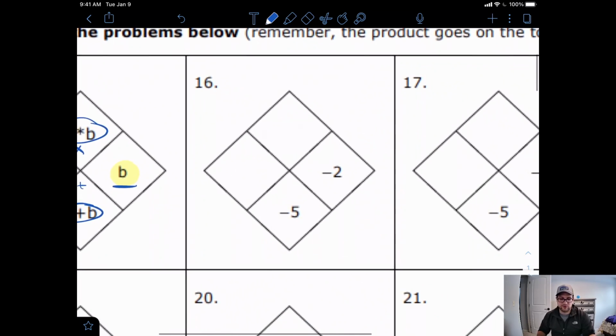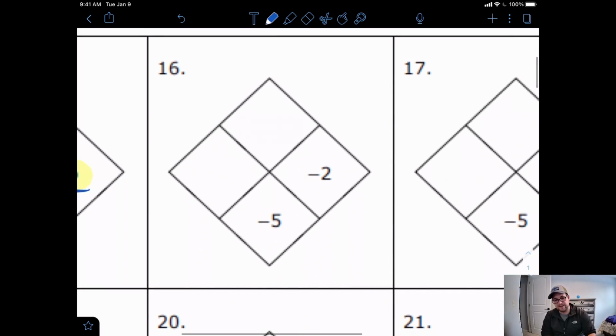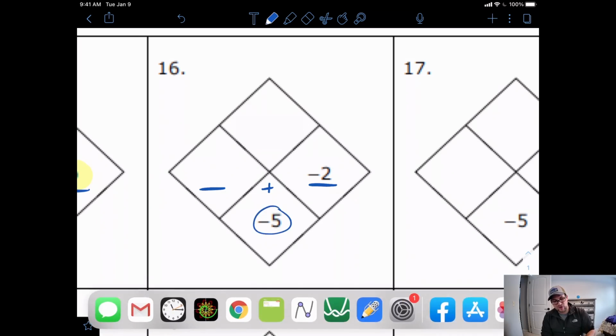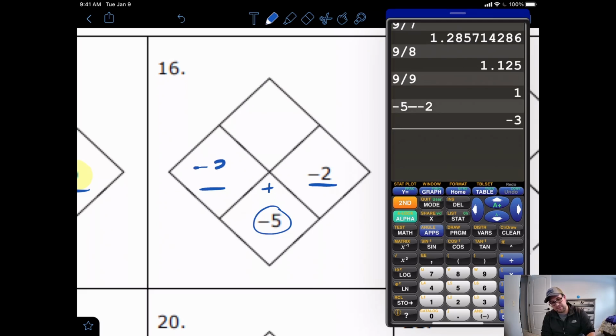Now, looking at our first one, I'm going to jump around a little bit. Looking at problem number 16, this is a nice problem because they already give us one of the side numbers. So we just need to find the other side number, and that other side number is going to be whatever number plus -2 is equal to -5. In order to figure that out, you can take the bottom number and subtract that side number. So -5 minus -2 means this better be a -3.